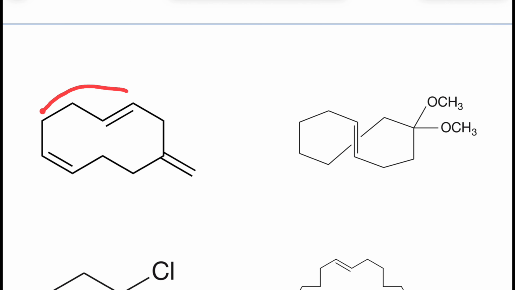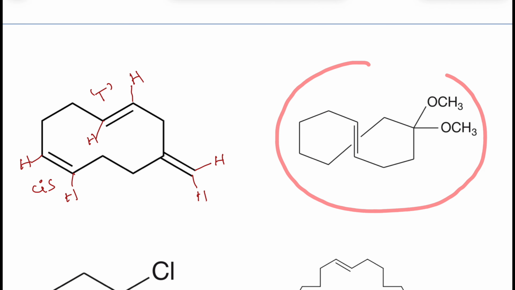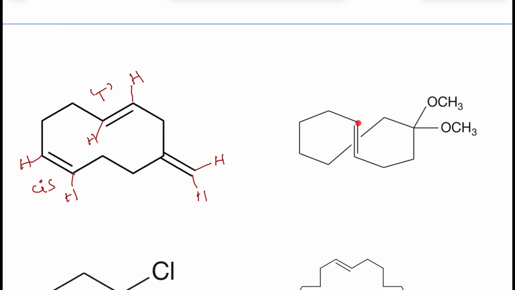Here, the size of the ring is definitely greater than 8. If you see here, both are hydrogens, so this is not a geometrical center, but this is a geometrical center. And here this is having trans configuration. This is also a geometrical center. Here this is having cis configuration. Now you can see the next example. The number of carbon atoms, if you want, you can count here. This is 1, 2, 3, 4, 5, 6, 7, 8, 9, 10 carbon atoms.